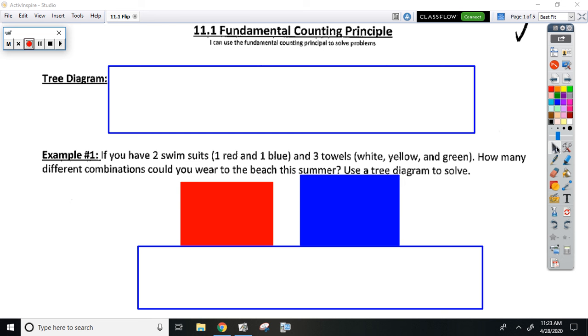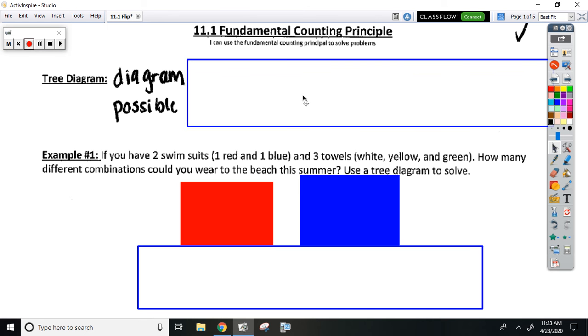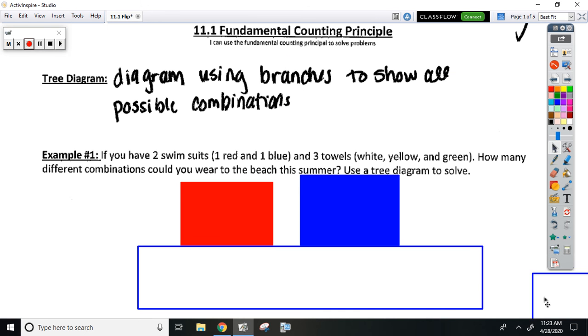So today we're going to be looking at chapter 11, which, lucky for us, is our last chapter of the year. So we're starting in 11.1, which is the fundamental counting principle. We will be using these principles to solve problems. So our first vocabulary word is a tree diagram. A tree diagram is exactly what it sounds like. It is a diagram using branches to show all possible combinations of an event.